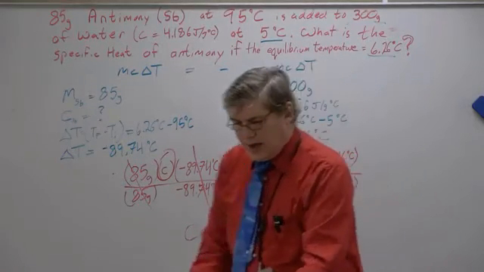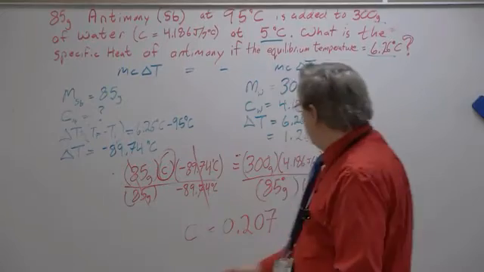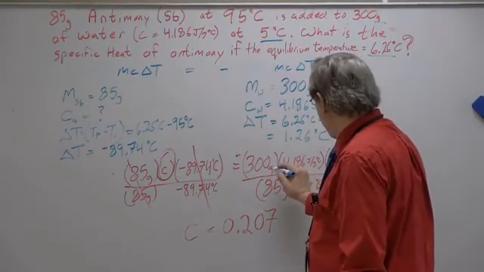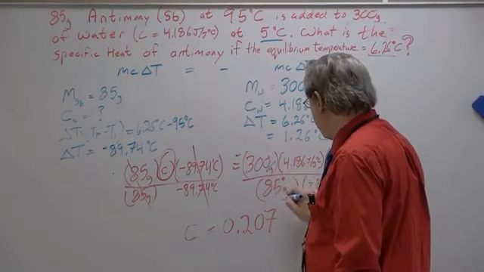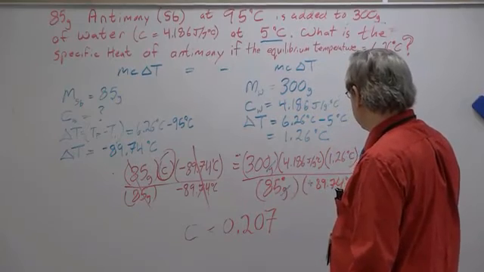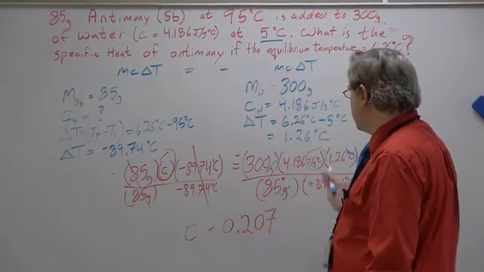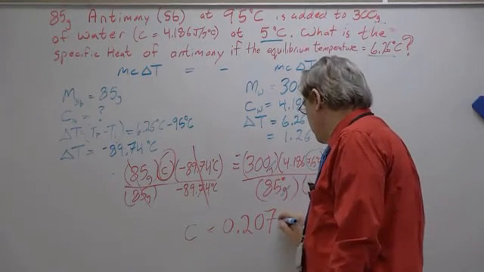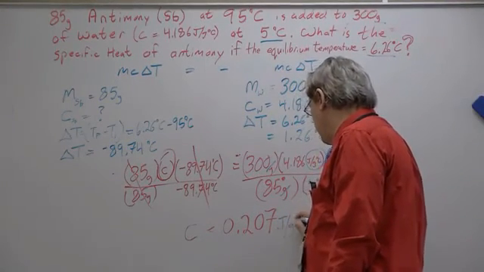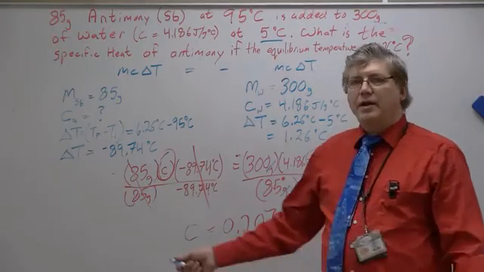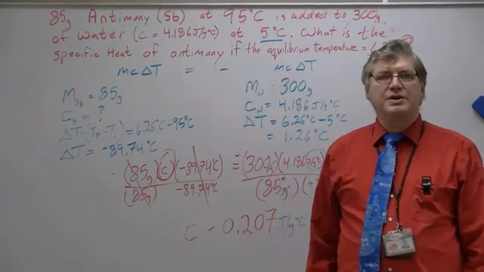0.207. And let's take a look at our units here. We have grams on top and grams on bottom. We have degrees Celsius on top, degrees Celsius on bottom, and all of these joule per gram degree Celsius, they didn't cancel. So joules per gram degree Celsius, and that's how we calculate the specific heat.